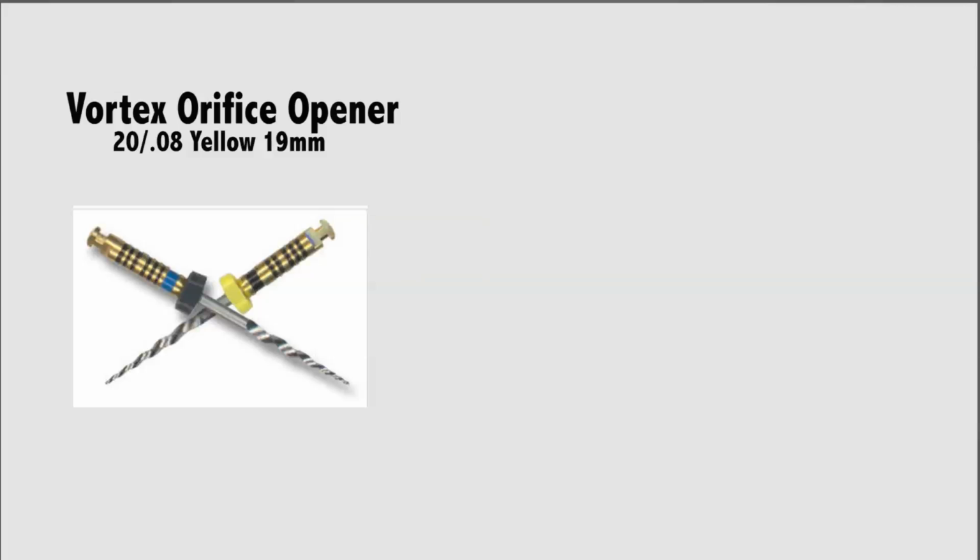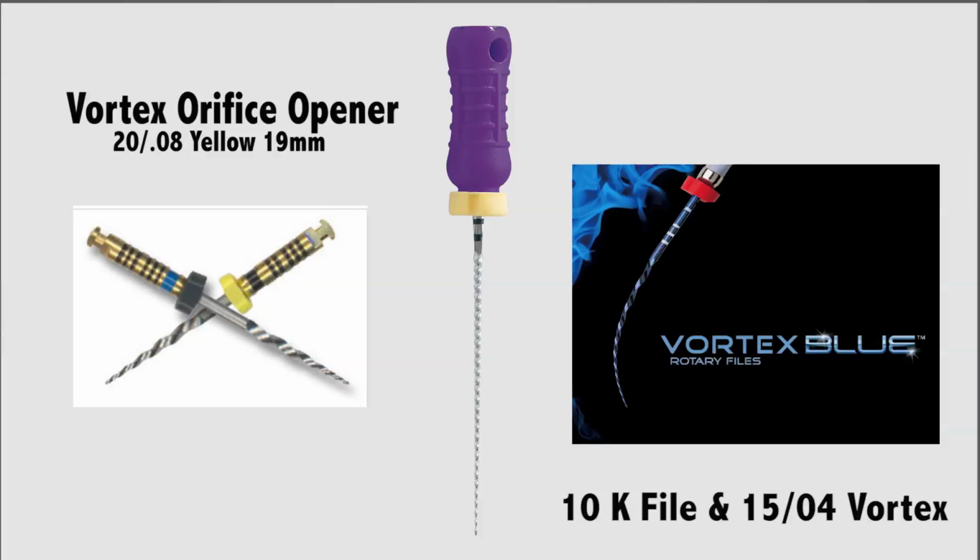Following access into the chamber, the dentin triangle was removed with a 2008 Vortex orifice opener, and the glide path was enhanced with a combination of 10 files and a 1504 Vortex Blue rotary file. All instrumentation, both hand and rotary, was done with 5.25% sodium hypochlorite in the root canal system.